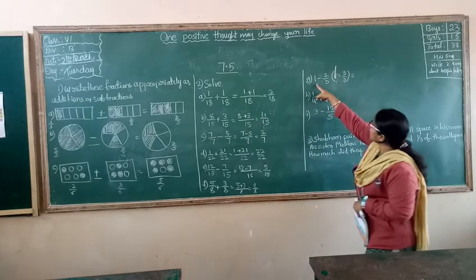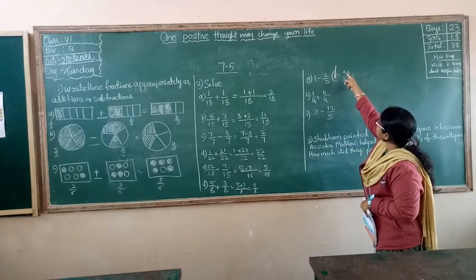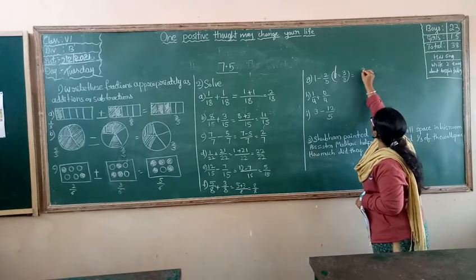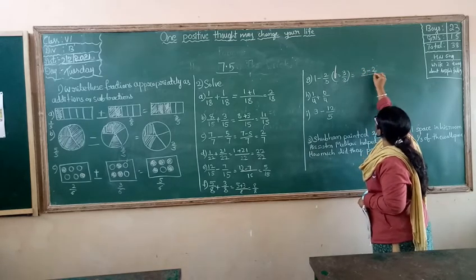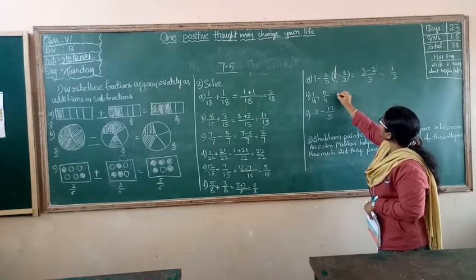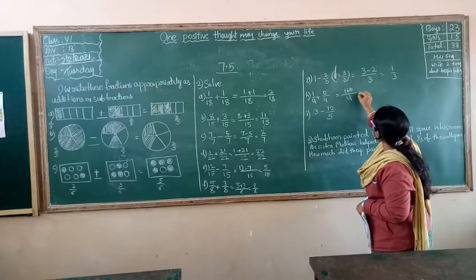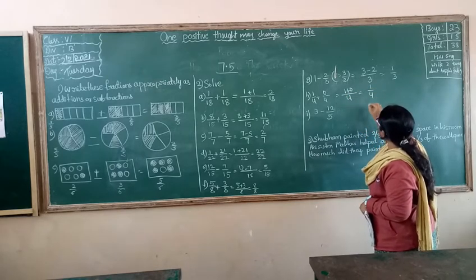And G. See, they have given 1 minus 2 by 3. Here 1 equals 3 by 3. So 3 minus 2 divided by 3, it is 1 by 3. And here 1 plus 0 divided by 4, it is 1 by 4.